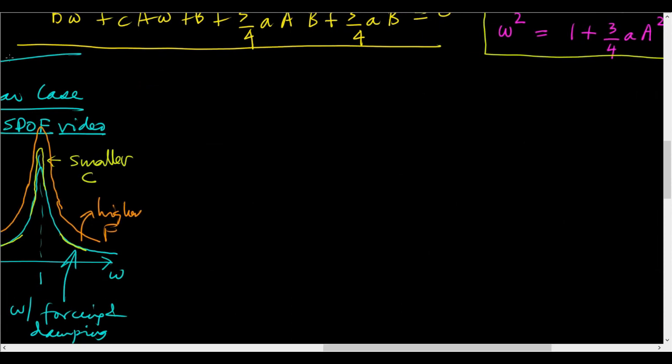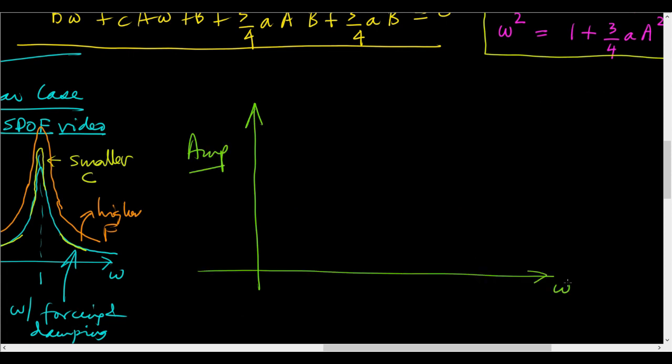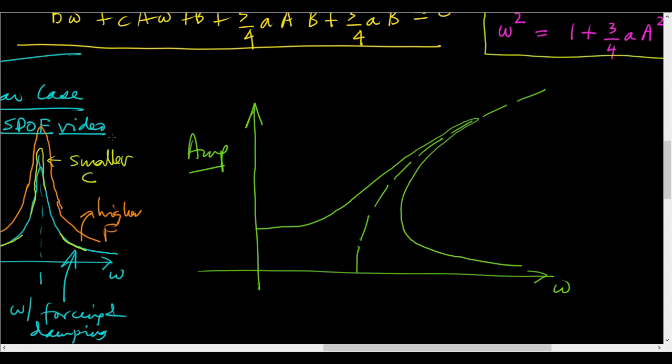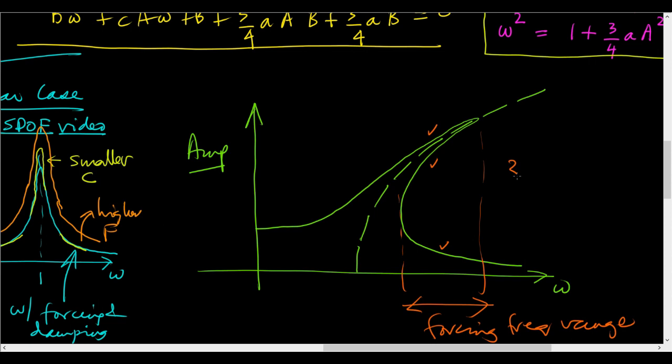So let me come back here and plot it again. Here is the amplitude, here is frequency, here is the underlying backbone curve, here is the actual frequency response, and the first thing to notice is that there is a range of frequencies from here to here. In this range of forcing frequencies, there are 1, 2 and 3 solutions. Okay, so if you have not seen it before, this is surprising.